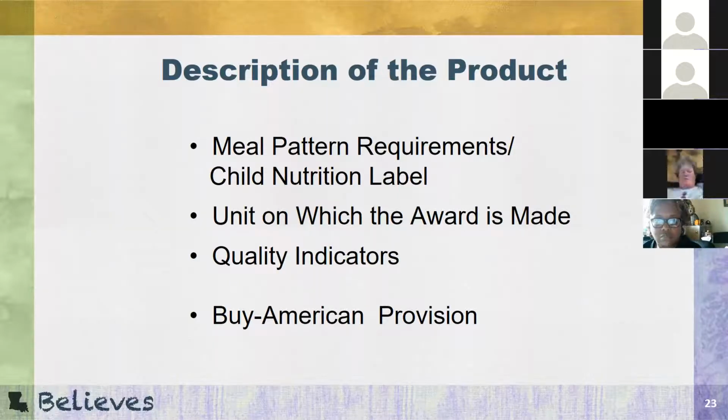How will the SFA determine which company is offering the best price for a product? How will the unit price be determined for a product? One might include a description such as by the case, by the serving, or by the pound. What are some quality indicators that you need? For example, salad dressing cannot be called mayonnaise, and non-dairy frozen yogurt cannot be called ice cream. If the product is an agricultural product, the description should state that this product must meet USDA's Buy American provision requirements.